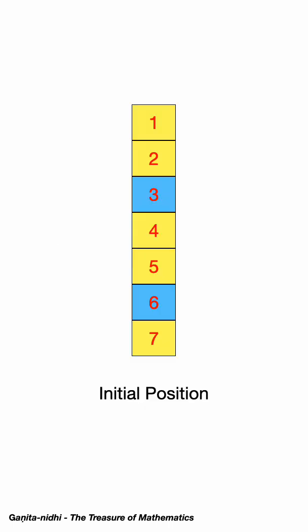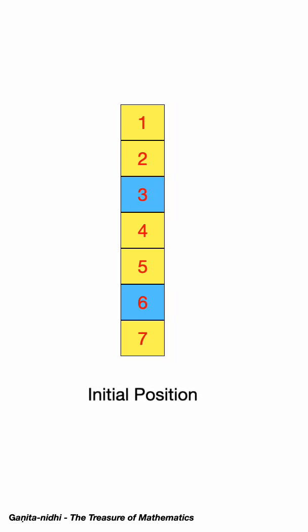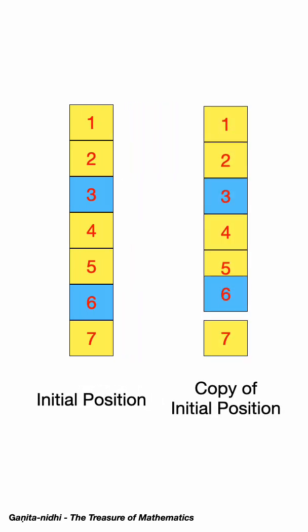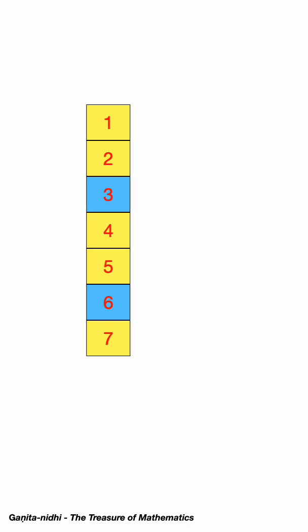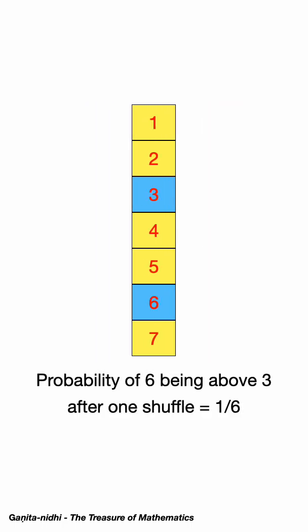Let's get a feel for the problem. This is the initial position of the cards. Let's copy that. And we move 6 to the top. Note that only if we pick card number 6 and take it to the top, 6 will come above 3. So the probability of 6 being above 3 after one shuffle is 1 by 6.